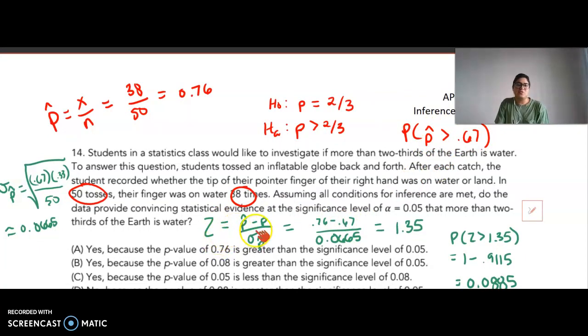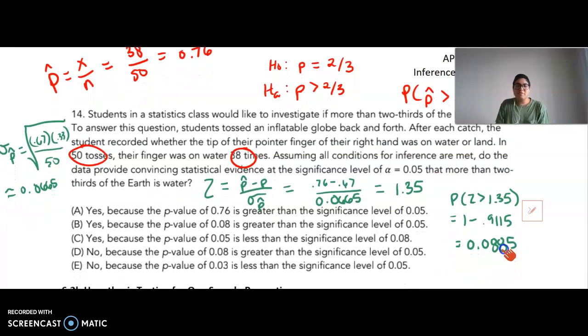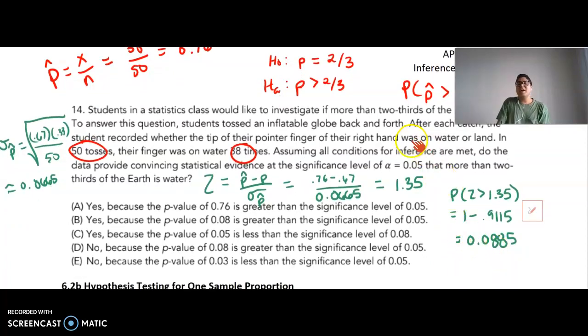So I'm going to find the z-score. I'm going to standardize it using the parameters that we've determined. I'll get a z-score of 1.35. And since this is a greater than problem, I'm going to use the complement rule, 1 minus, and get a p-value of about 0.08. Now, my initial alpha value is 0.05. So there's about an 8% chance that my results were likely to occur by chance. While that's not a significant amount, it's very likely. It's at least higher than 5%. So it wouldn't be too special if this happens, if more than 2/3 of my trials were in water.